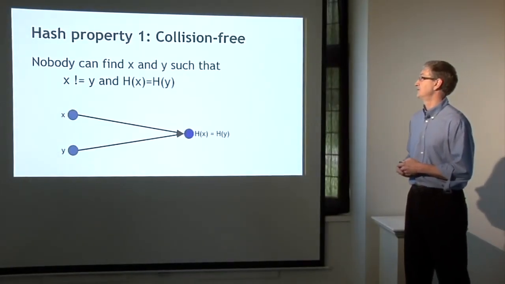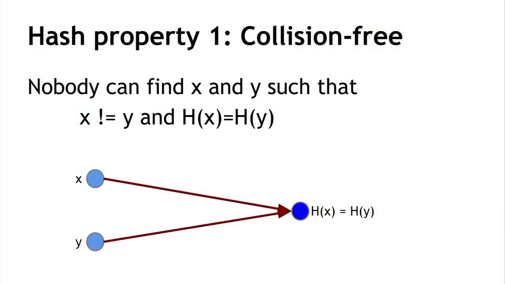So first, collision-free. The first property that we need from a cryptographic hash function is that it's collision-free. And what that means is that it's impossible, nobody can find values x and y, such that x and y are different, and yet the hash of x is equal to the hash of y. If we look at the operation of the function as depicted by one of these red arrows, here's x and h of x, and here's y and h of y, then nobody can find a situation like this, that you have an x and y that are separate, and yet when you hash them, they hash to the same value.